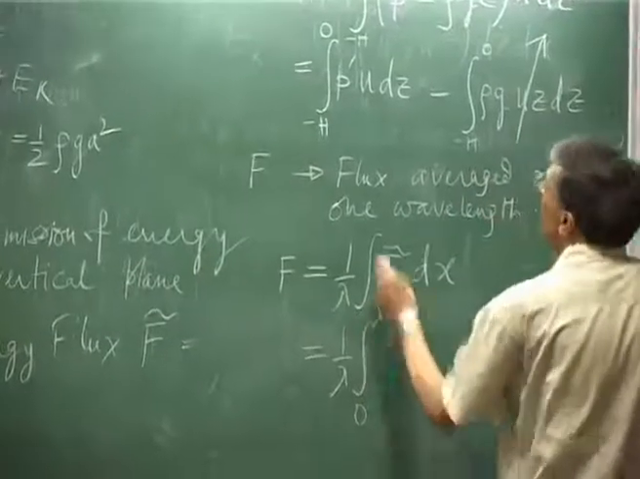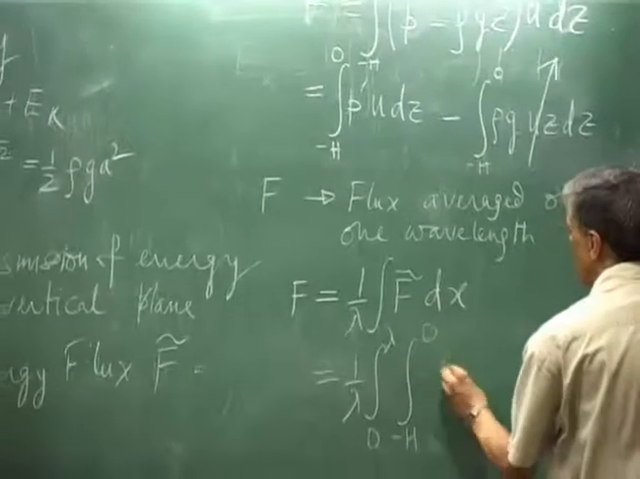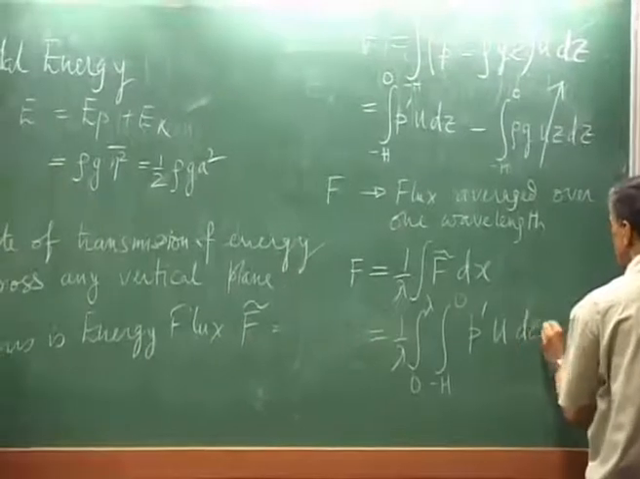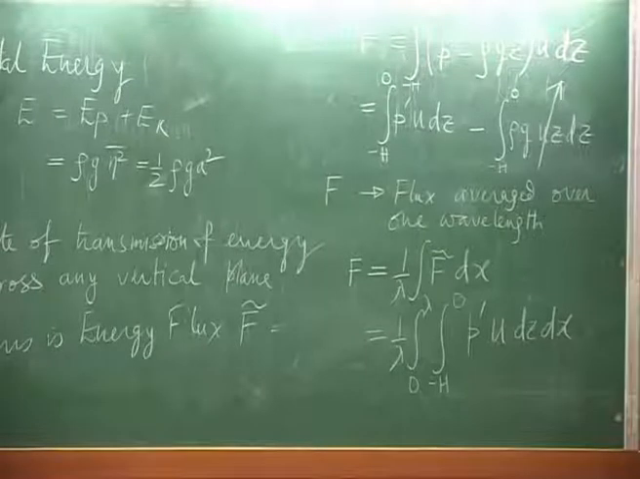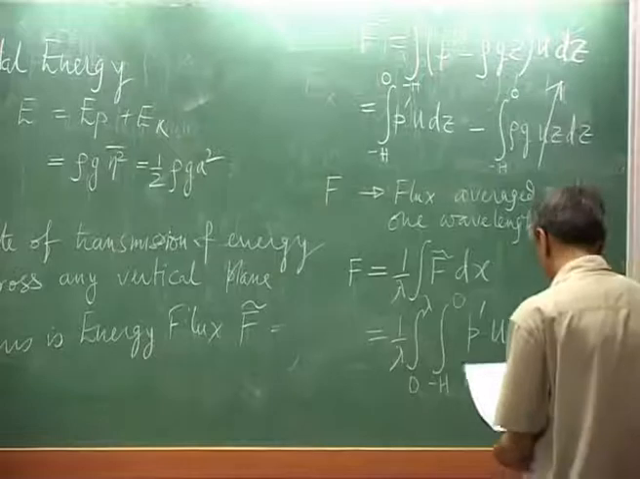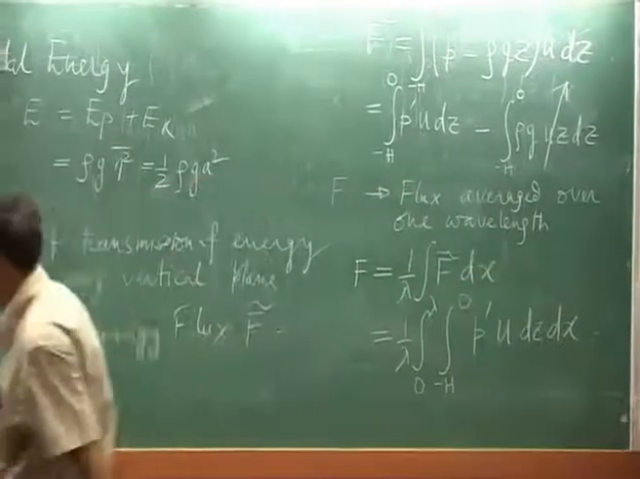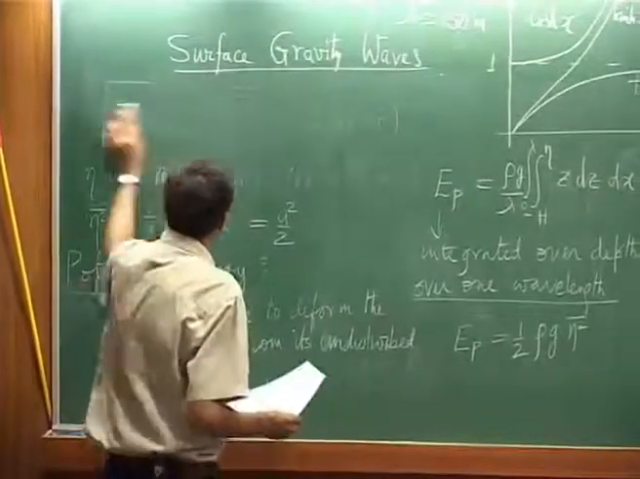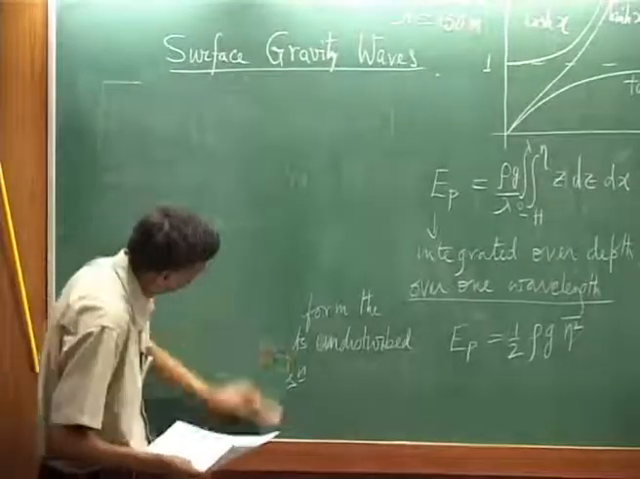The x integral from 0 to lambda and the z integral from minus h to 0, and you are going to get p prime u dz dx. So you have the expression in front of you, and we can plug in the values of the quantities we already have. We have the expression for p prime. Look at your notes today.